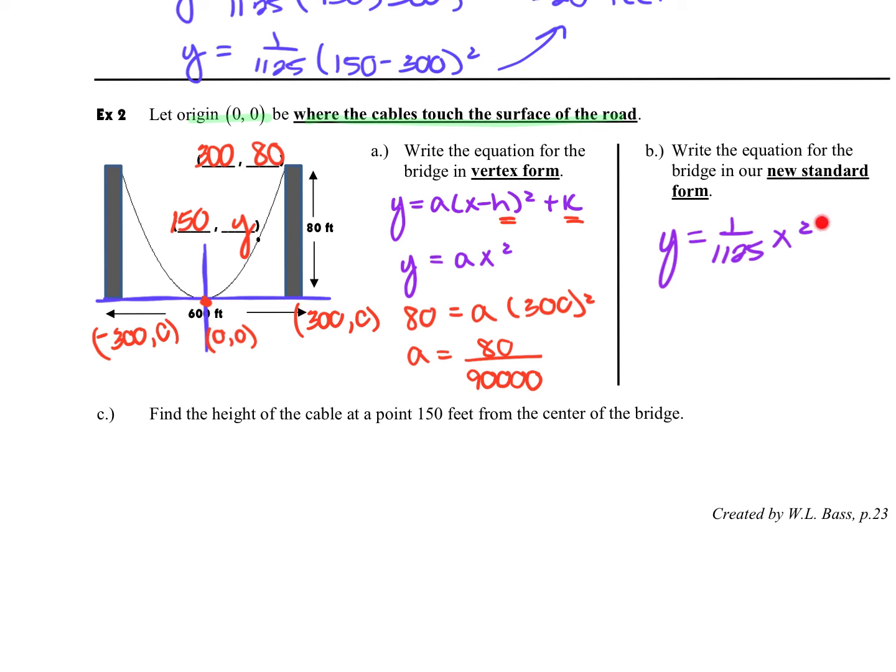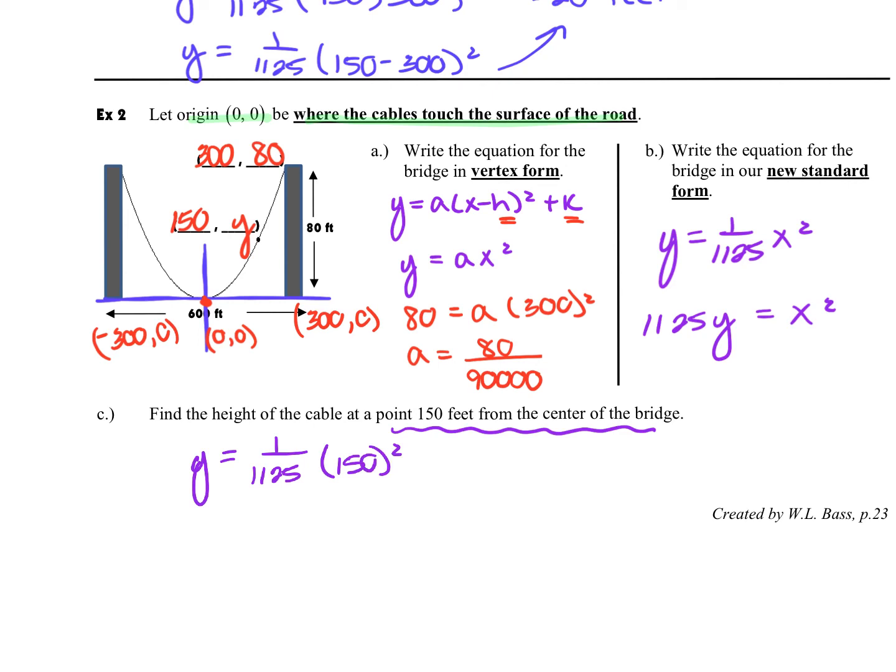If we want to rearrange this into the new standard form, same deal, we'll just multiply both sides. So we'll have 1,125 y equals x squared, and now it satisfies that. We can then come down here and find our height again, but this time we have to think in terms of our new center. So now we're going to be that 150 over, so it's 150 we're going to put into our equation. So I'm going to have y equals 1 over 1,125. Now my x value is 150. I'm going to square that, and if you type that in your calculator, you're going to get a nice 20 feet again.